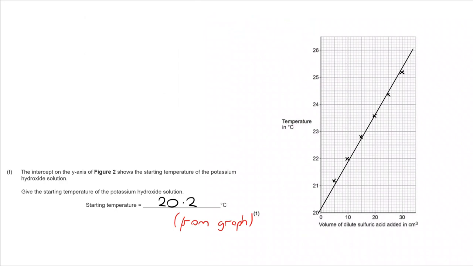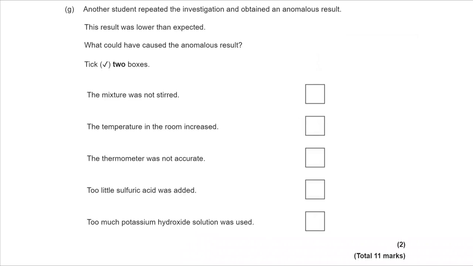So taking a look at F, you can see I've transferred the graph over again. This will be read from your graph and your line of best fit. It had to be extrapolated back to the y-axis, and we can see on here that that takes it to 20.2 degrees C.